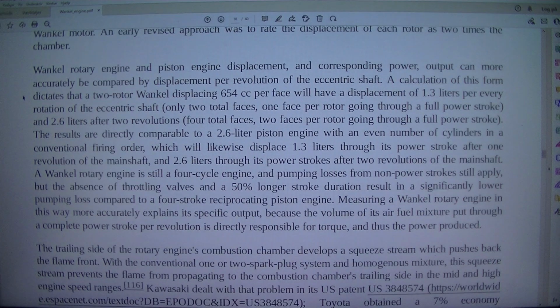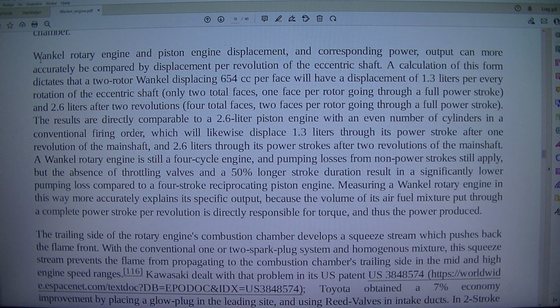Wankel rotary engine and piston engine displacement, and corresponding power output, can more accurately be compared by displacement per revolution of the eccentric shaft. A calculation of this form dictates that a 2-rotor Wankel displacing 654 cc per face will have a displacement of 1.3 liters per every rotation of the eccentric shaft, only 2 total faces, 1 face per rotor going through a full power stroke, and 2.6 liters after 2 revolutions, 4 total faces, 2 faces per rotor going through a full power stroke.